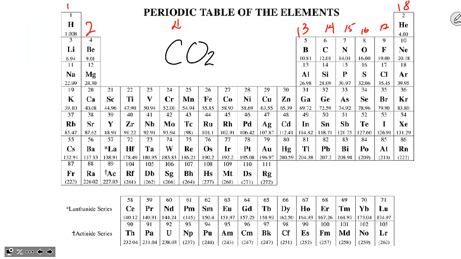Carbon is going to give us 4 valence electrons. It's in column 14. There are 2 oxygens. Each oxygen is going to provide 6 electrons, for a total of 16 electrons or 8 pairs. We can draw no more than 8 lines or 8 pairs of electrons for this molecule.